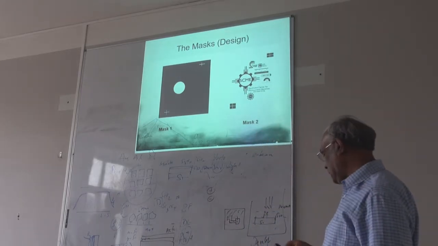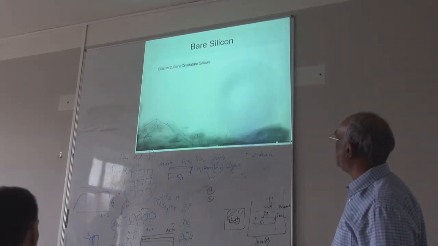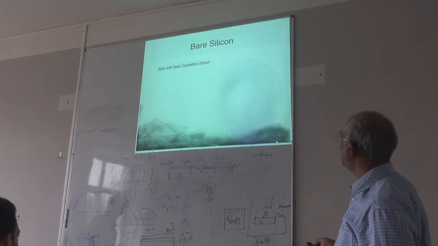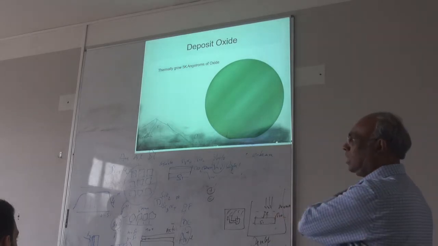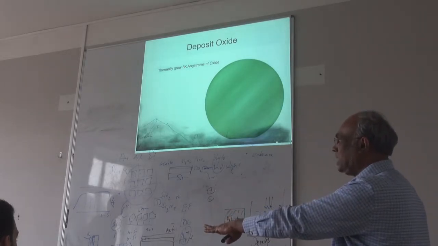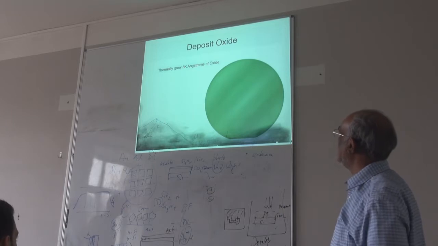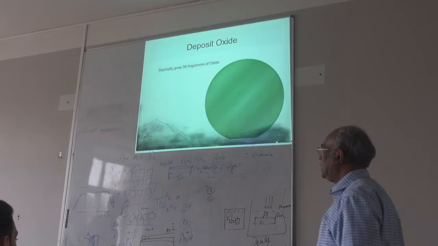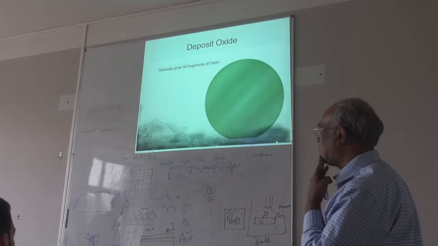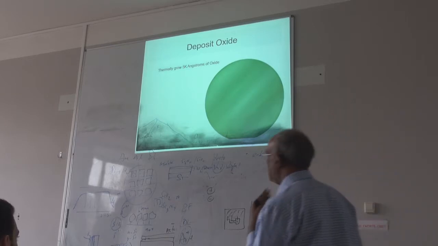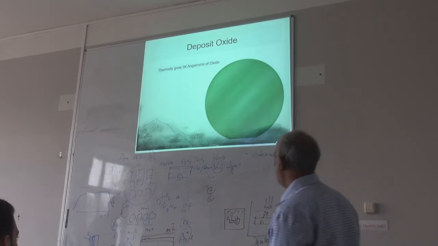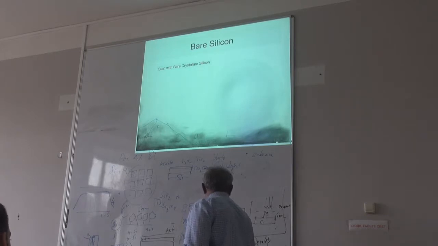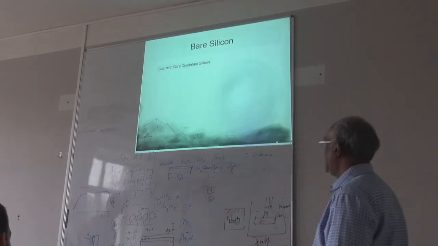Let's do it step by step. You just take your bare silicon here. Then you grow silicon dioxide. This is only about 5,000 angstrom, that's 500 nanometers, half of 1 micrometer. So now what I have is silicon, and then I grew SiO2 on it.